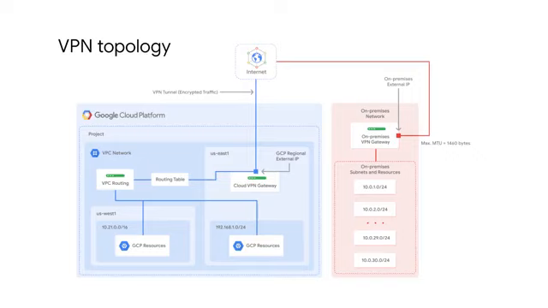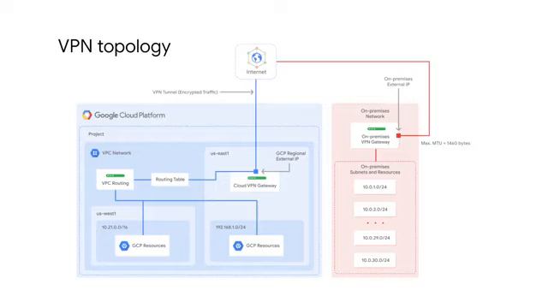Let me walk through an example of Cloud VPN. This diagram shows a simple VPN connection between your VPC and on-premise network. Your VPC network has subnets in US East 1 and US West 1, with GCP resources in each of those regions. These resources are able to communicate using their internal IP addresses because routing within a network is automatically configured, assuming that firewall rules allow the communication.